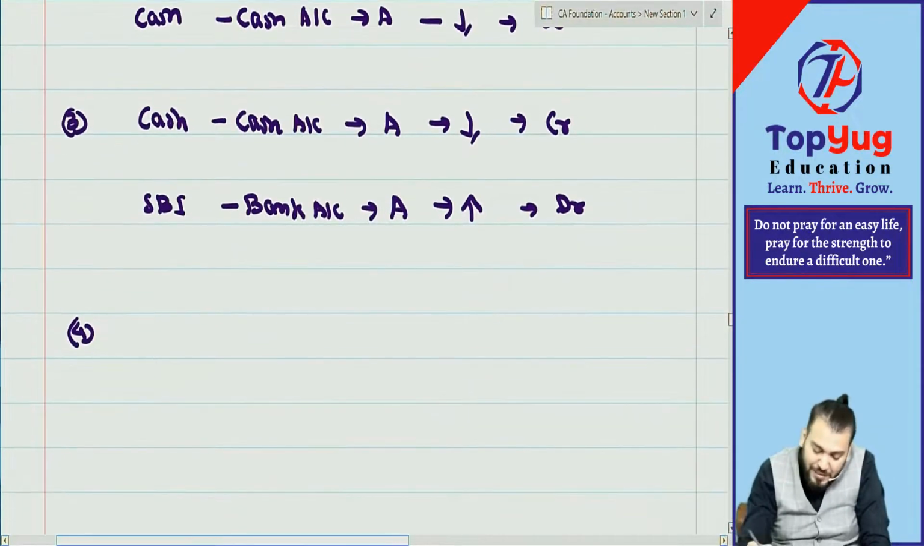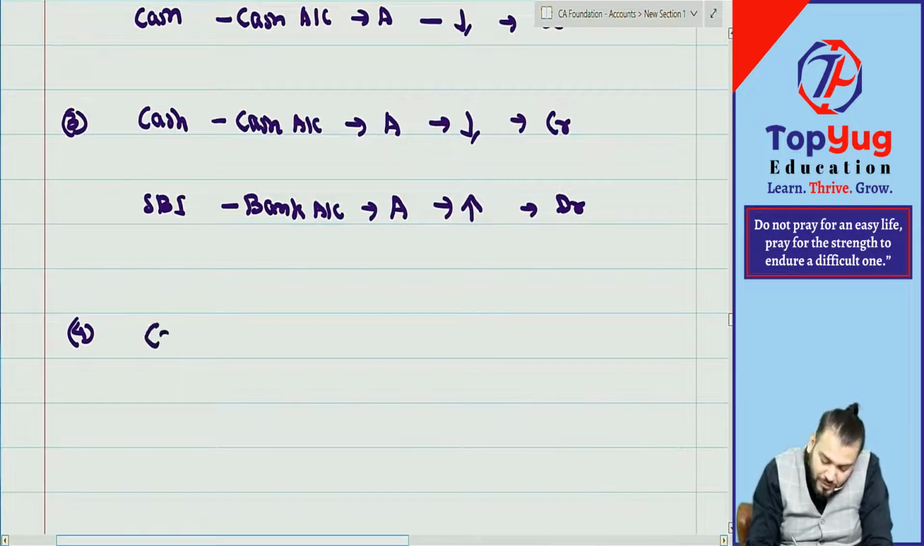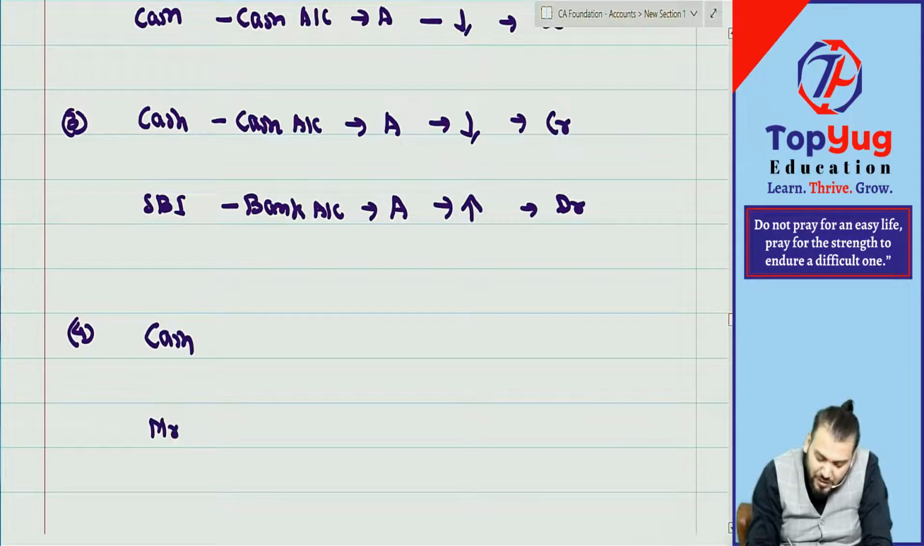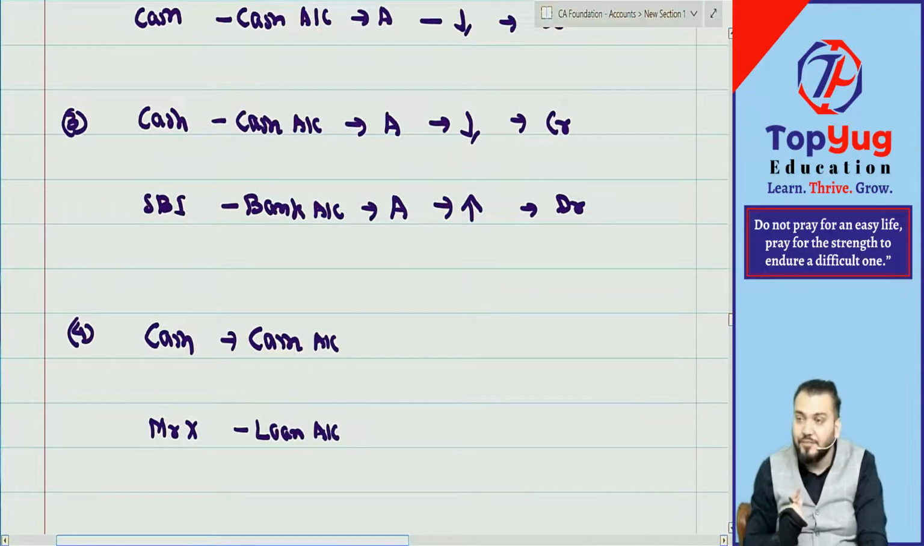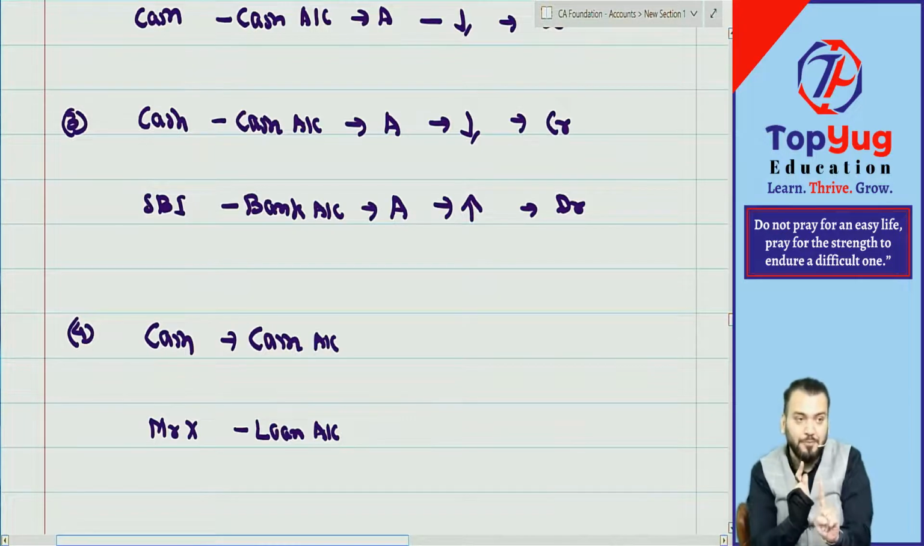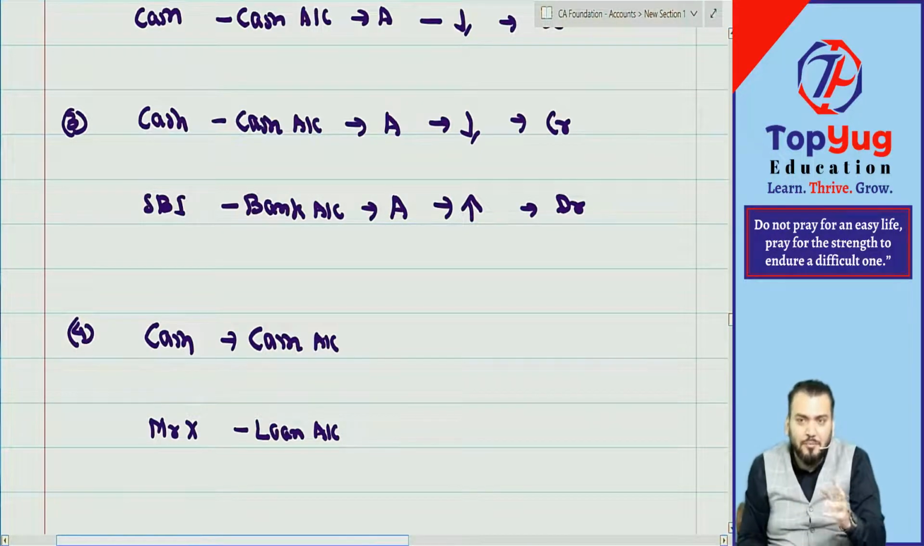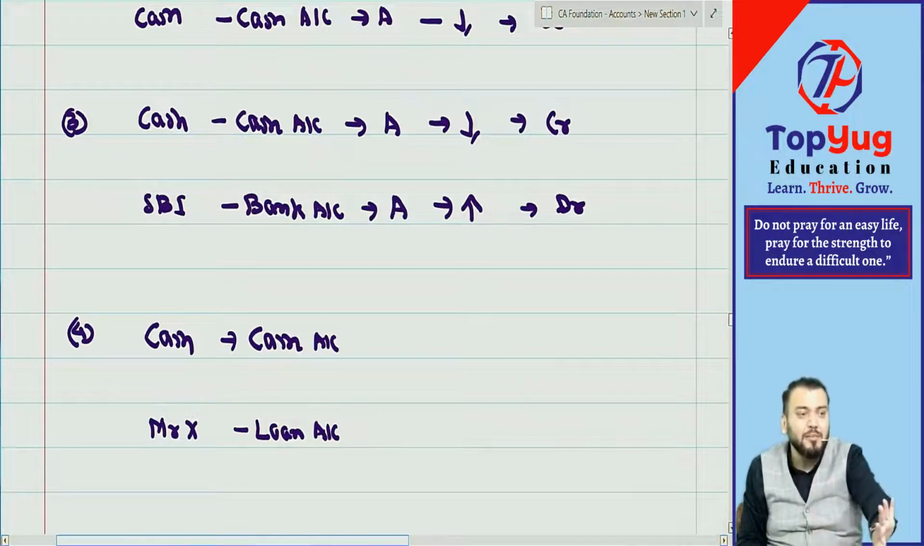What are the two aspects? Cash and Mr. X. I am writing loan given to Mr. X. So we'll open a cash account and you can open a loan account. Be careful about this before saying. Be careful. Sometimes with the flow we just give the wrong answer.